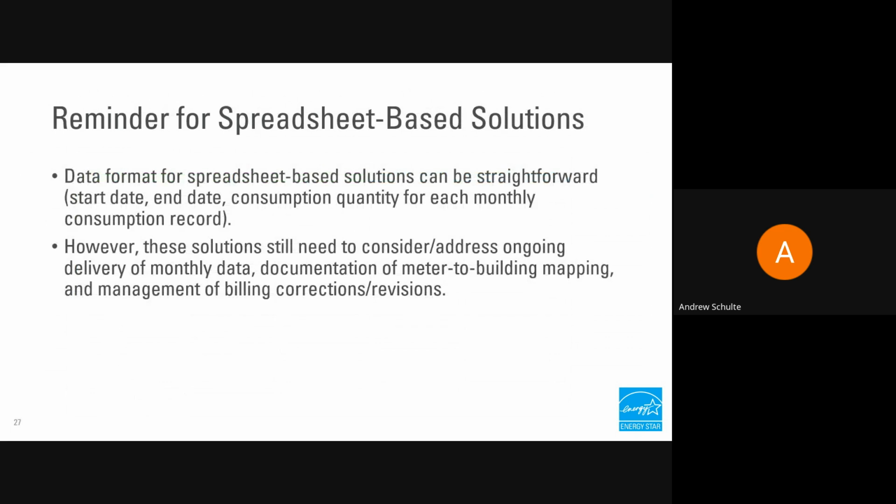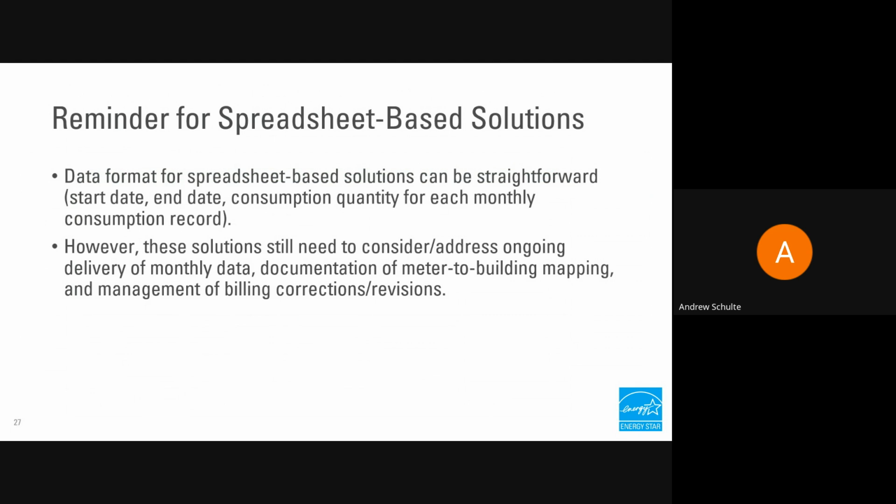As we just discussed, the data format can be pretty straightforward, right? Start date, end date, consumption quantity. You do that for a minimum of 12 monthly periods initially, and then you've given the user what they need to benchmark their building.